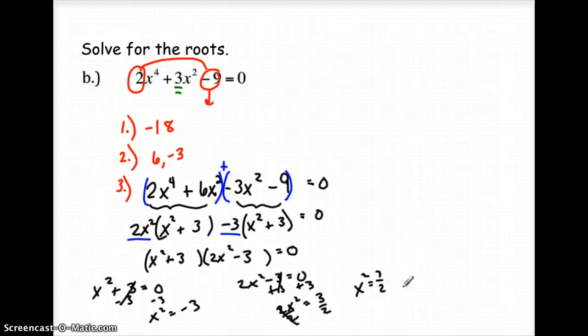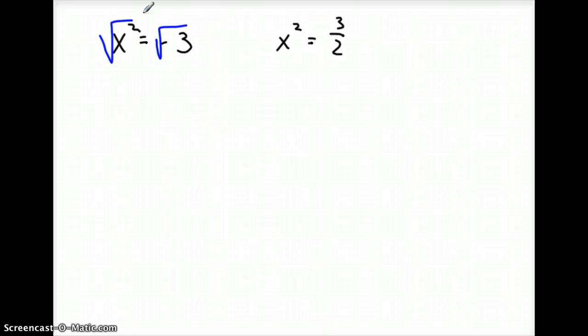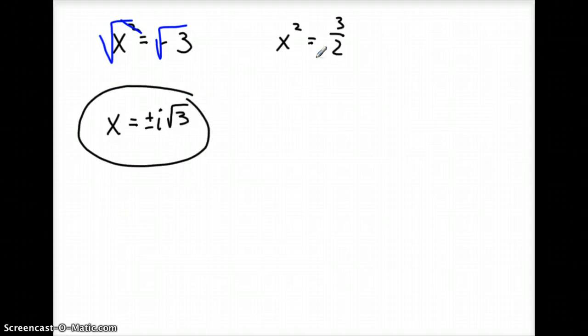I'm running out of room, not good. Okay, so now I've got to get rid of the squares. Sorry, let me go to a new page. So here's where we're at. We've got x squared equals negative 3, and we've got x squared equals 3/2. What we have to do is take the square root. It's the only way to get rid of a square. So over here on the left, x is going to equal, remember plus or minus because we're solving, i, because the radical 3 was negative, so plus or minus i radical 3. So 2 of the roots are complex.